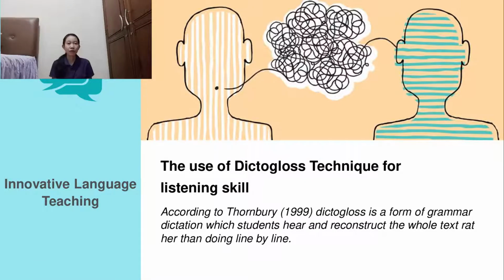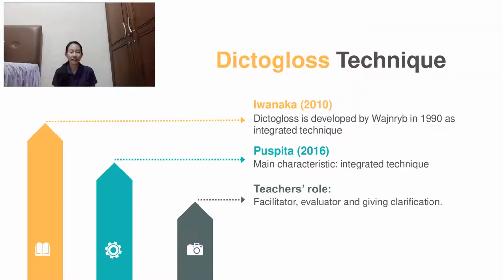So why should we use this technique and what is the Dictogloss technique? According to Thornbury in 1999, the Dictogloss is a form of grammar dictation in which students hear and reconstruct the whole text rather than doing it line by line. Next, I will explain more about this technique. According to Iwanaka in 2010, the Dictogloss was originally developed by Wajnryb in 1990 as an integrated skill technique for teaching the target language in which learners work to reconstruct a text that they listen to.